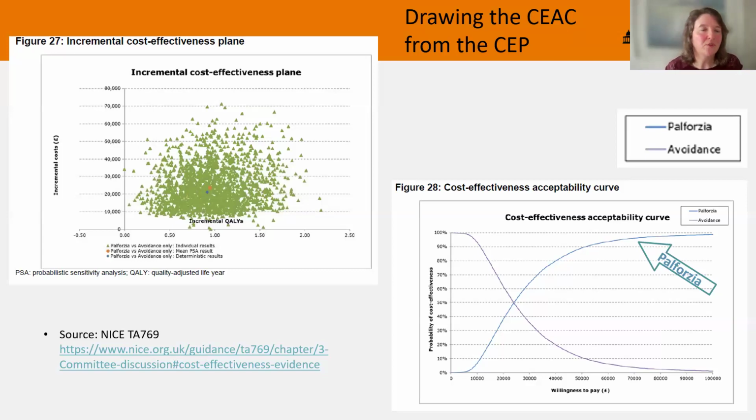So we also then translate these dots. The dots are lovely, but they're not that easy to interpret. So what we do is we translate the dots on the cost effectiveness plane to the cost effectiveness acceptability curve. And we do that using the thresholds.